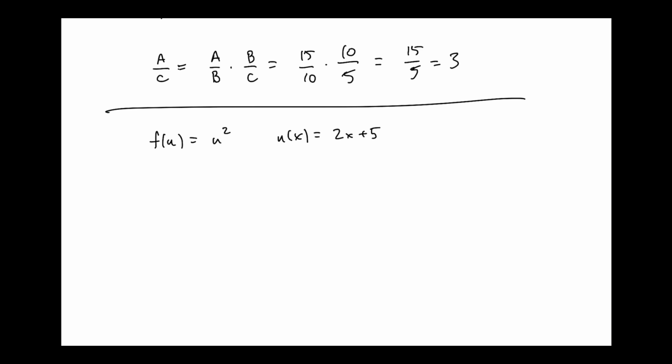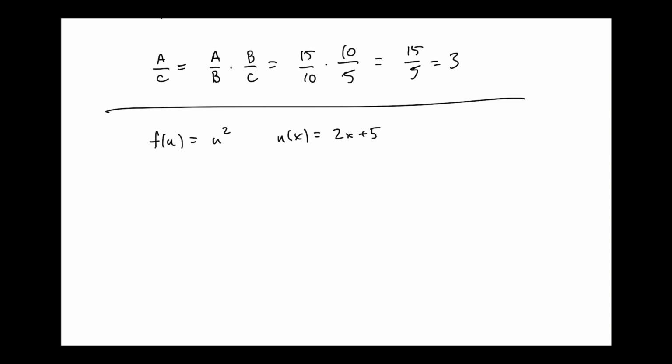Okay, so from a calculus standpoint, here's what we're going to do. Let's say that I've got two functions. F of u is u squared, and u of x is 2x plus 5. Okay, so in the first function, I'm thinking of u as a variable. In the second function, I'm thinking of u as the actual function, but it's the same u. I'm just thinking about it in two different ways.